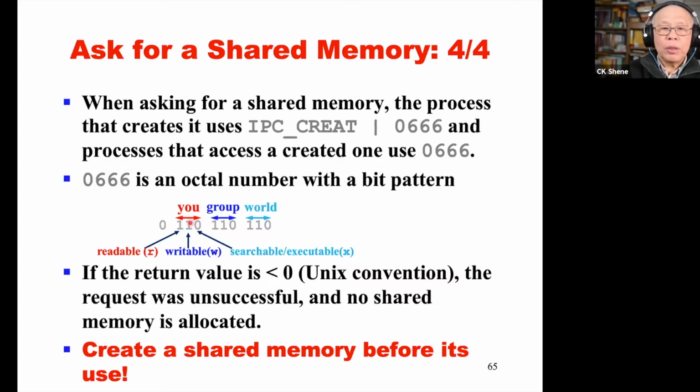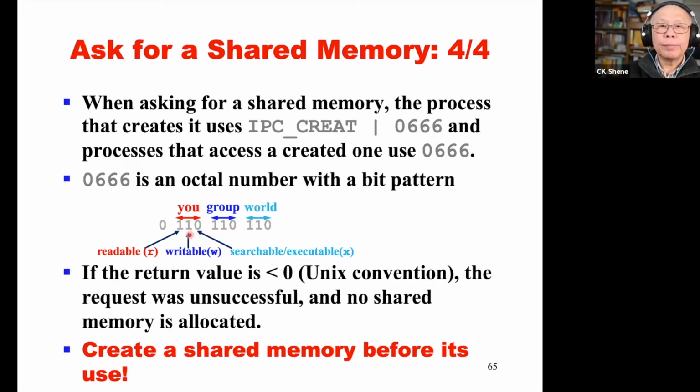So because each octal number has 3 bits, the meaning of the 3 bits is the first one is readable, the second one is writable, the third one is searchable or executable. So you probably are used to r, w, and x, right? When you use the command change mode, chmod. So let's interpret this one. It means you, the programmer who calls this shared memory get with 0666 here.